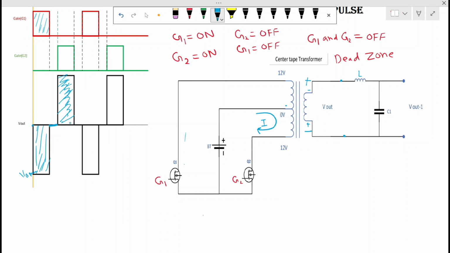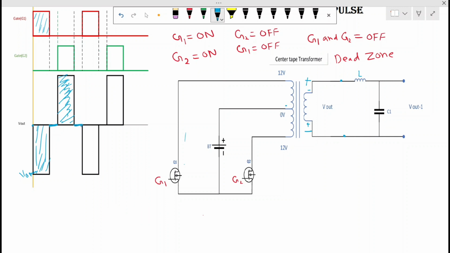After that, you can see the gate pulse is getting off. When the gate pulse is getting off, what will happen? There is no current flow, so I will remove the current. If current is not flowing, what will happen? I will get output voltage 0 because there is no change in the flux and output is not generated. So the output is 0.